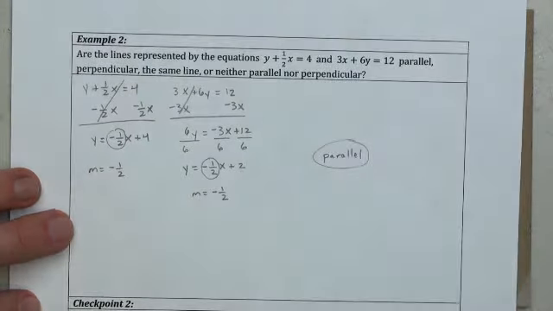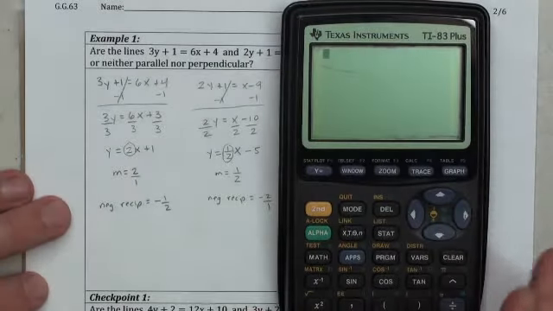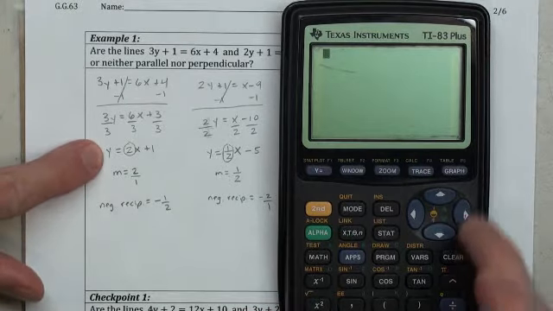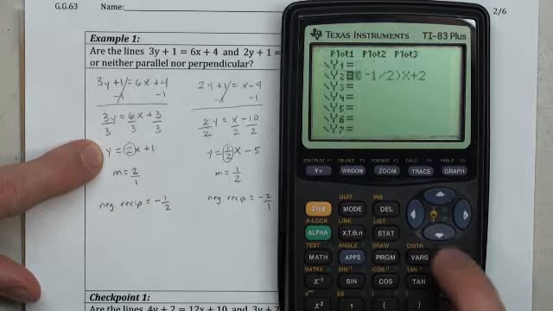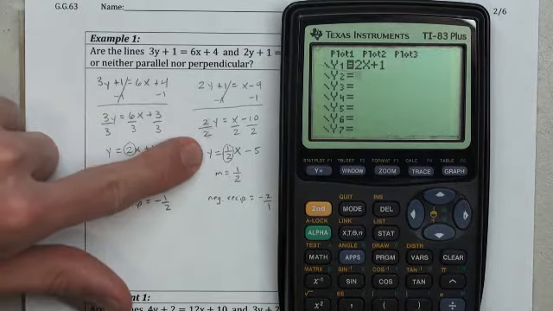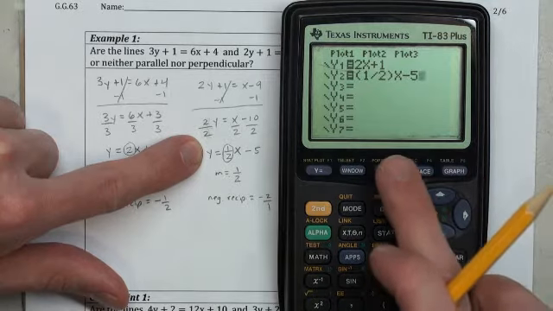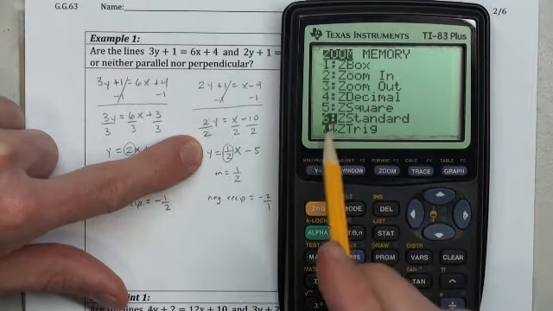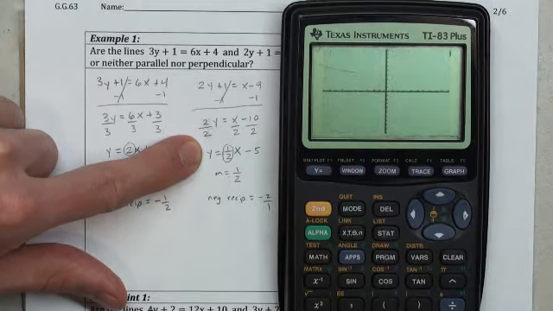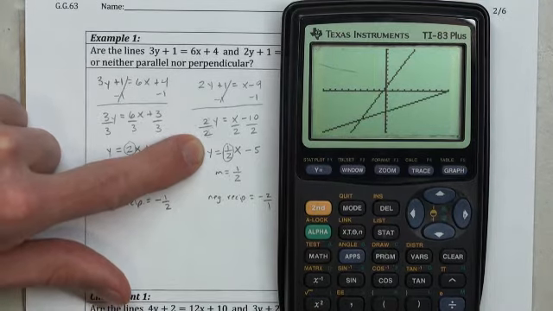Now you can do checkpoint 2 on your own, but let's go back really quick to the first example, and these lines were neither parallel nor perpendicular. Let's see what this comes up as on the calculator. So I'm putting in y equals, I'm going to clear those two. I'm going to put in 2x plus 1, go down and put in 1/2 in parentheses x. Always put your fractions in parentheses. 1/2 x minus 5. And let's see what happens. I hit zoom, and then I hit z standard, or I can just hit the number 6, which is z standard. And you can see that those lines are neither parallel nor perpendicular.